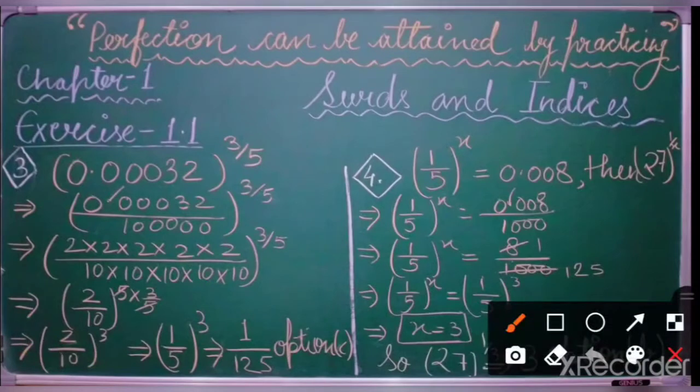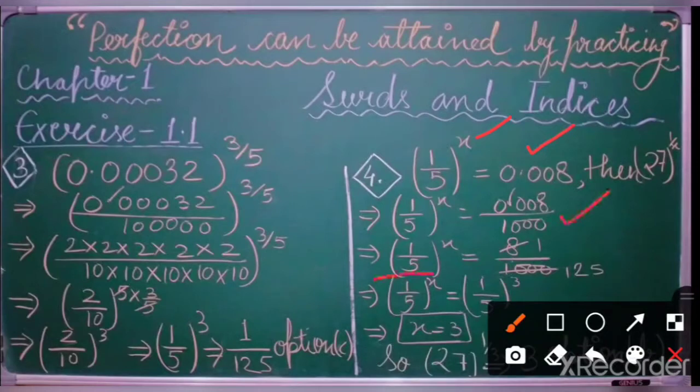It is 1 upon 5 to the power x is equal to 0.008. Till now you were getting only numbers, but now you got a variable x here in the power. So don't worry, don't get confused. We will just do simple methods. The first thing is to convert this 0.008 into the form of a fraction. When you do, you will get 8 by 1000. And on the left hand side, we will keep 1 by 5 to the power x as it is.